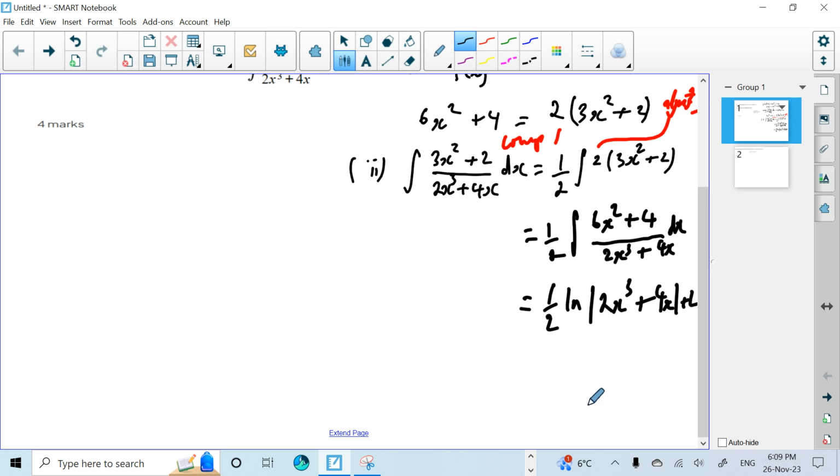Use of the reverse chain rule again to solve the integral of 3x squared plus 2 over 2x cubed plus 4x dx. And that's for 4 marks.